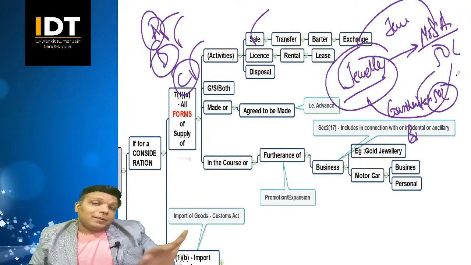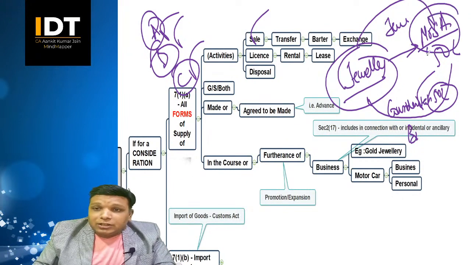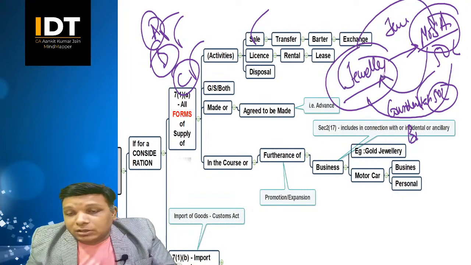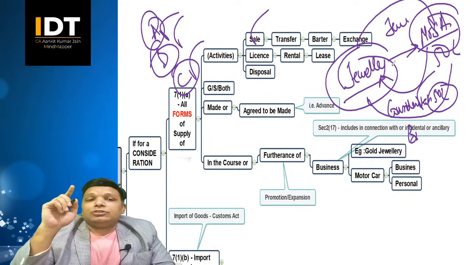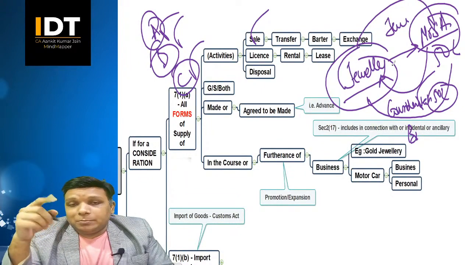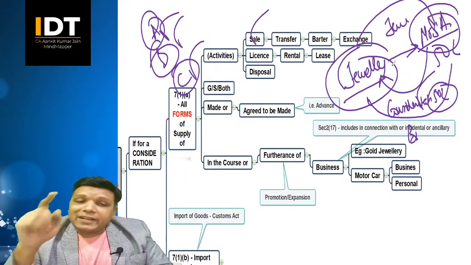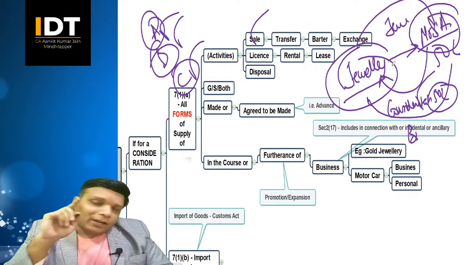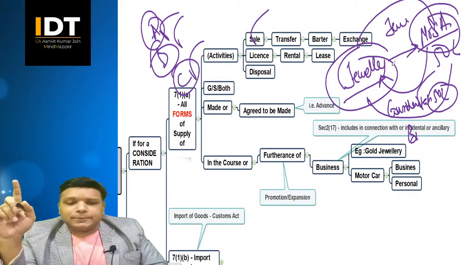In the previous example, when we reversed the situation, when Mrs. A was selling jewelry to this jeweler, Mrs. A was not into the business of jewelry and it did not fulfill the conditions of the ABC analysis, and therefore that activity was outside the scope of supply. Clear to you guys? Is it clear to you guys?